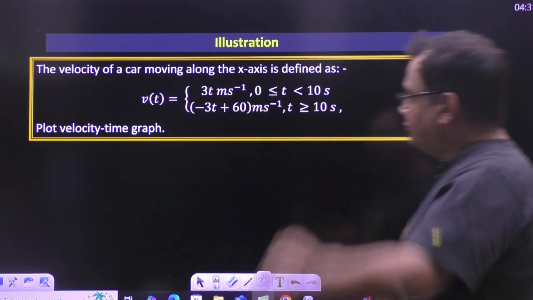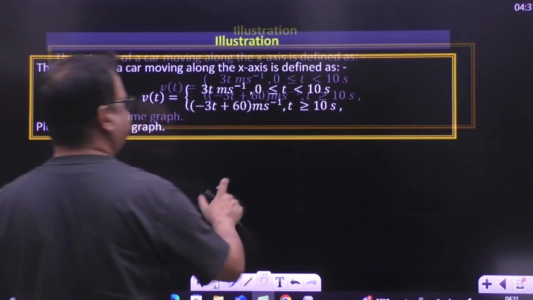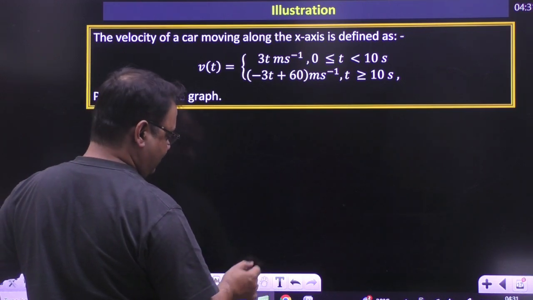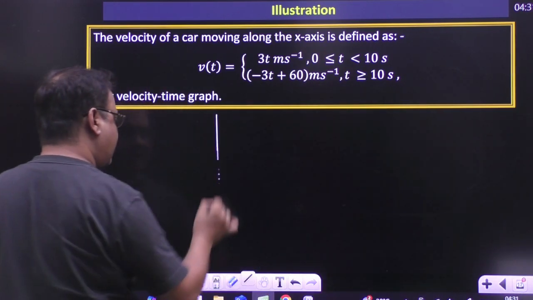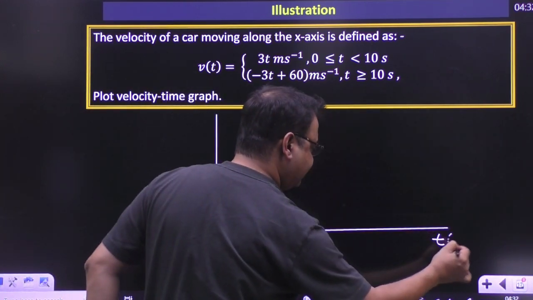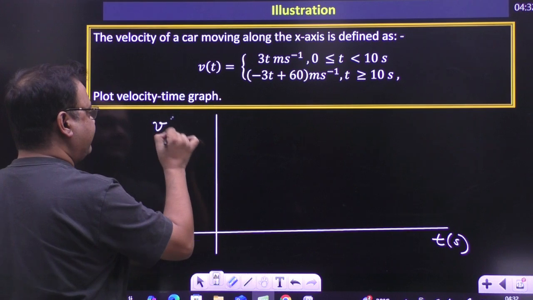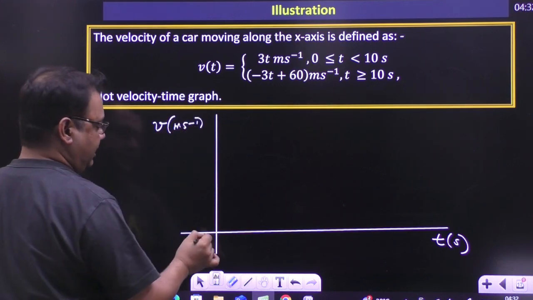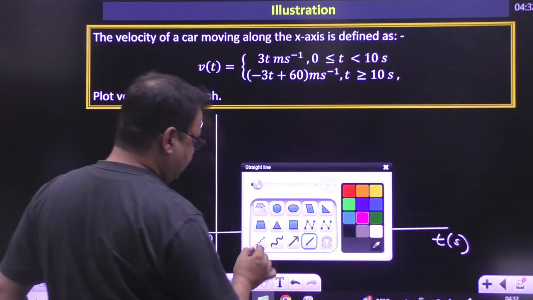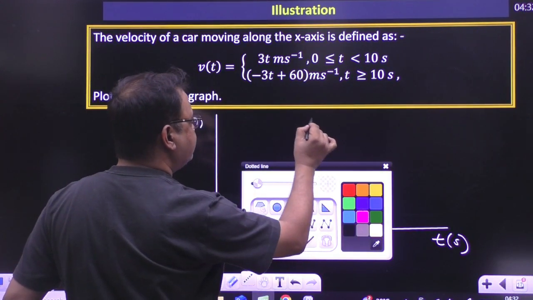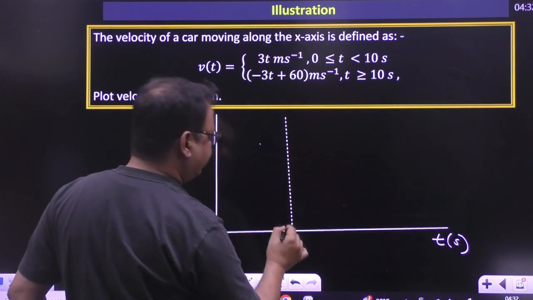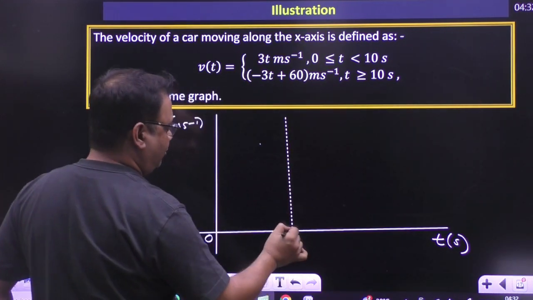Now let's see, the velocity of a car moving along the x-axis is defined as 3t meter per second. So we have a model which is describing the motion of the car with the time axis in seconds, and the velocity is given in meter per second, and we have to start from t equal to 0. We need not worry about the left side of the graph, and I will make a line at t equal to 10 seconds. That is the turning point or changing point of the graph. So I'm making a point here, 10.